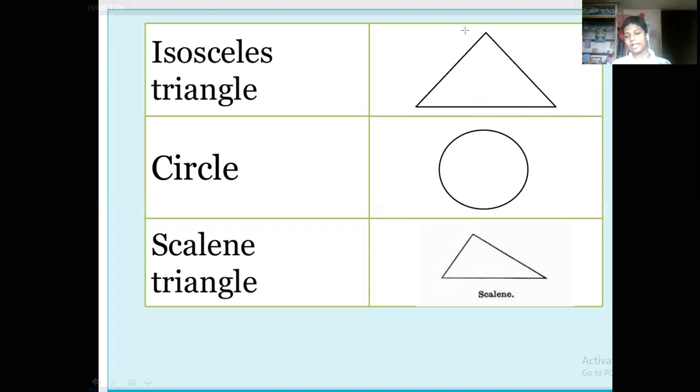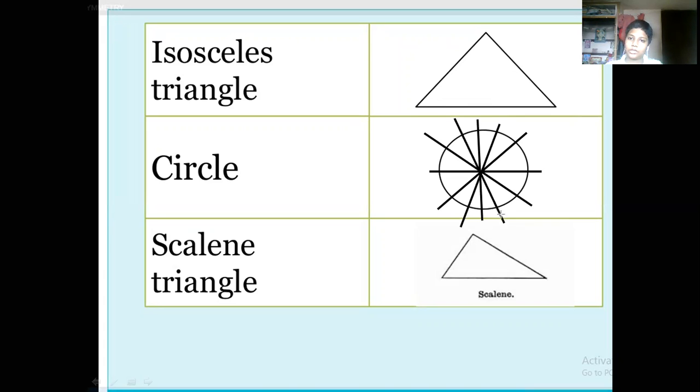Only in triangles, the equilateral will be having three lines of symmetry, isosceles one line of symmetry, and scalene will be having zero lines of symmetry. Okay, this is the important point. And in the circle, we'll be having n number of lines of symmetry because the diameter acts as a line of symmetry. Any number of diameters can be drawn from the center of the circle. I can draw n number of diameters. Each and every diameter acts as a line of symmetry.